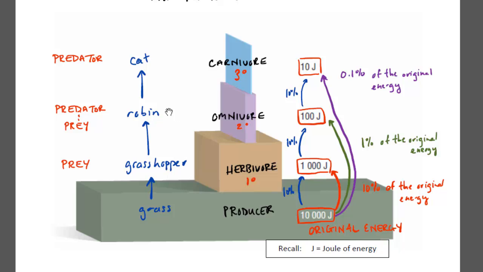And then the grasshopper gets eaten by a robin. So the robin is actually an omnivore. It can eat both plant products and other organisms. And then the robin gets eaten by a cat, and that would be the carnivore. Okay. Now we also have these other relationships in play. We could say that the cat is the predator to the robin, but the robin is also a predator of the grasshopper. The grasshopper is prey to the robin, and then the robin is prey to the cat.